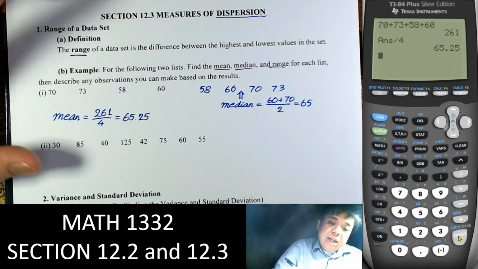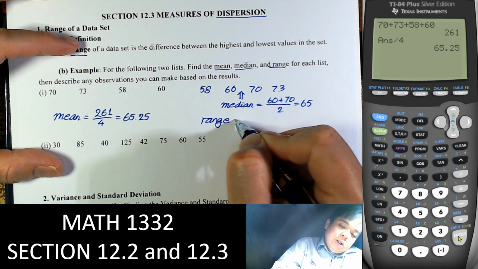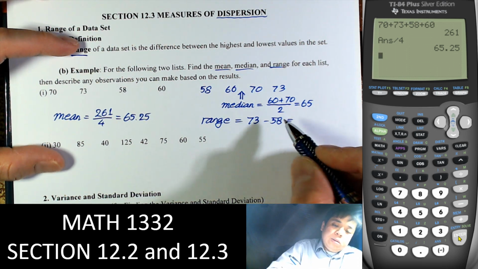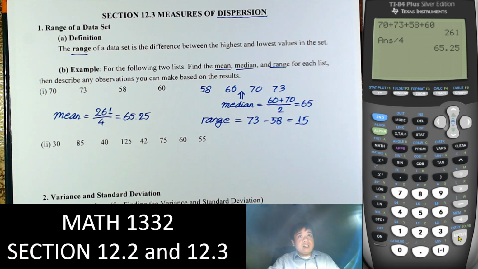So the mean, the median, and the range. The range is the highest minus the lowest. That's 15. Just like that. Very straightforward.